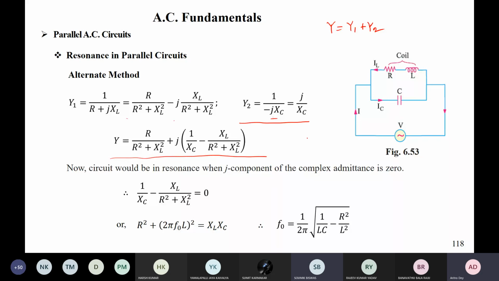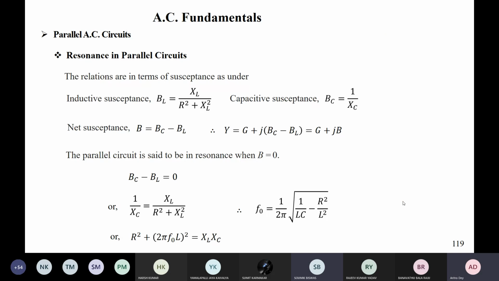During resonance your admittance will be purely resistive, so this part has to be equal to 0. From here we can solve it, and it comes out the same as before. So this is the alternate approach. Whenever you are solving a problem, you can use the phasor algebra method or the complex algebra method, whichever is convenient to you.